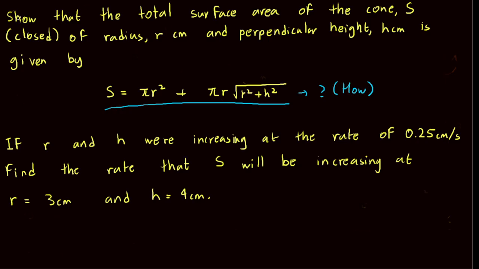So the first thing we have to do is show how we managed to get the formula. How is the surface area of a cone that has a closed surface simply pi r squared plus pi r times the square root of r squared plus h squared? How do we show that? When it comes to show, they're more interested in this part of the formula. Because this one I think is fairly straightforward.